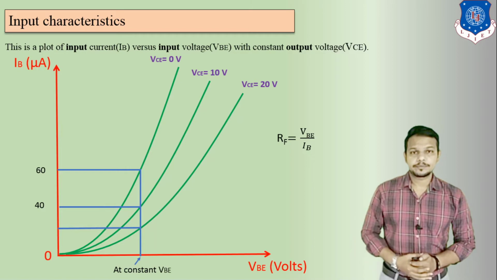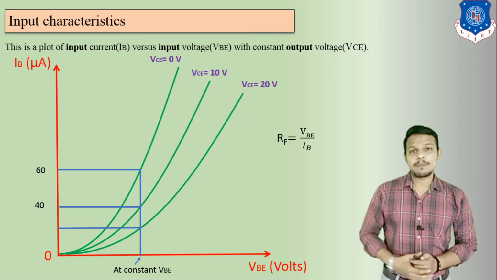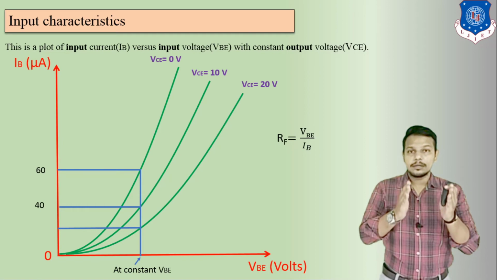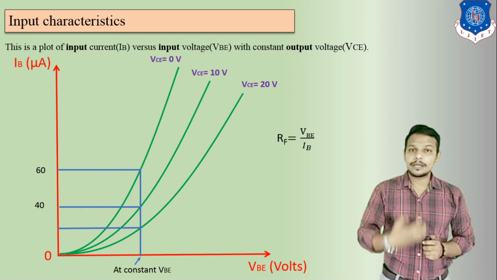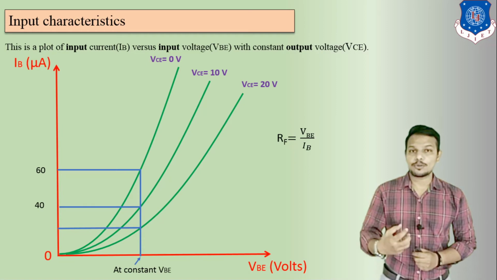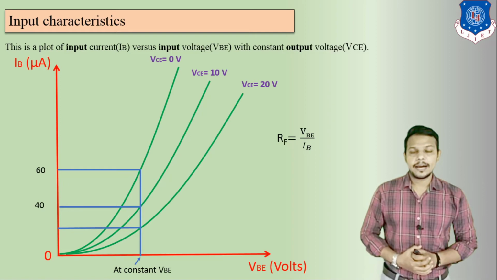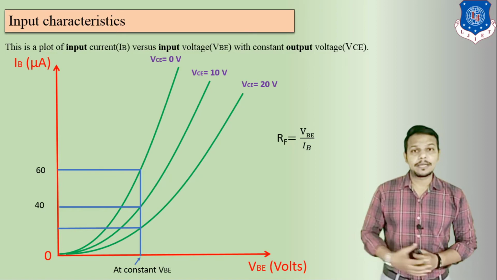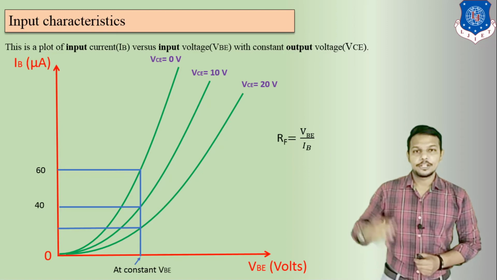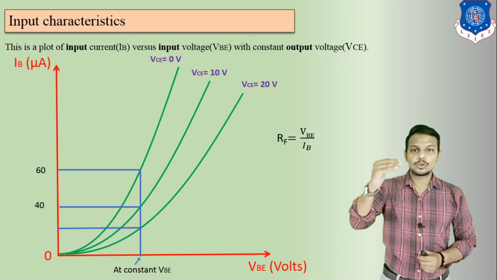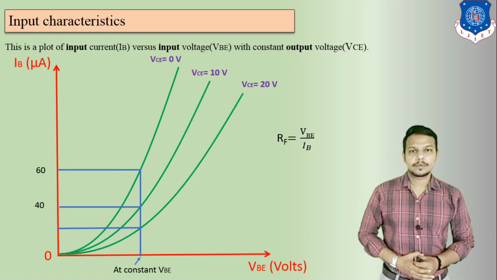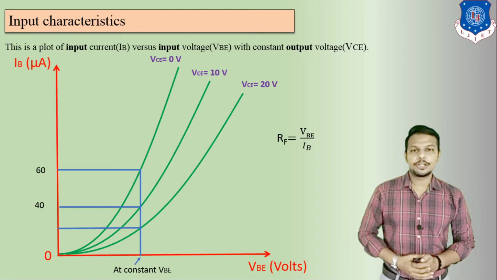So why does it happen? Because VCE is in reverse bias. If you increase the reverse voltage, the depletion region width increases. That's why the effective base region width decreases, and the recombination process decreases. If the recombination process decreases, then your base current IB is also reduced. That's why for VCE equal to 0, 10, 20, your IB goes from 60 microampere to 20 microampere. So this is the input characteristics of CE configuration.